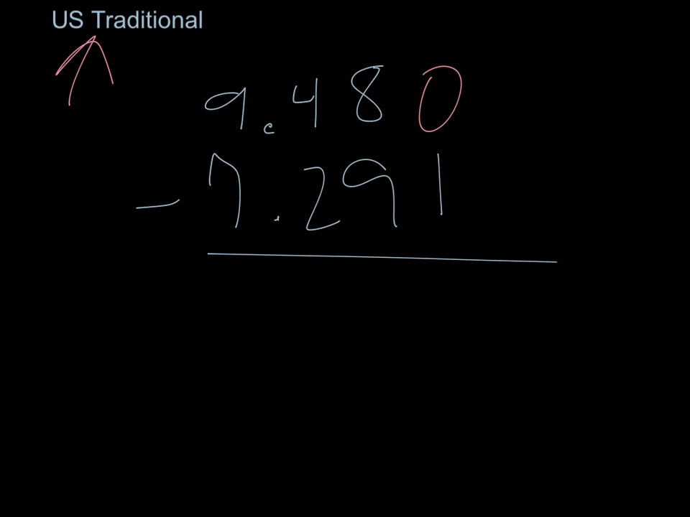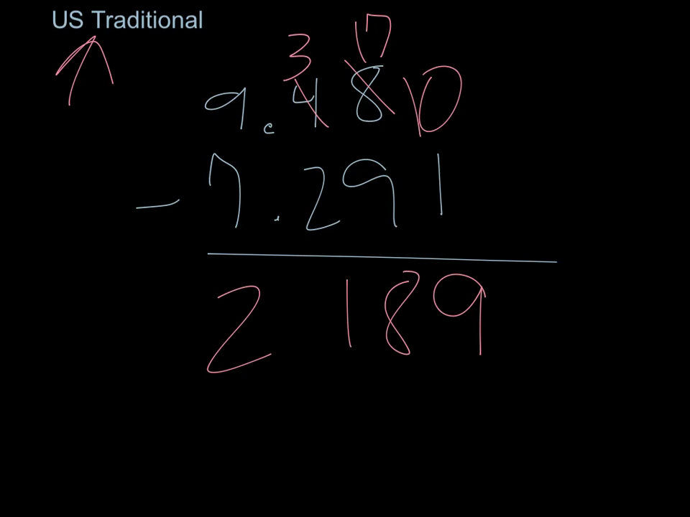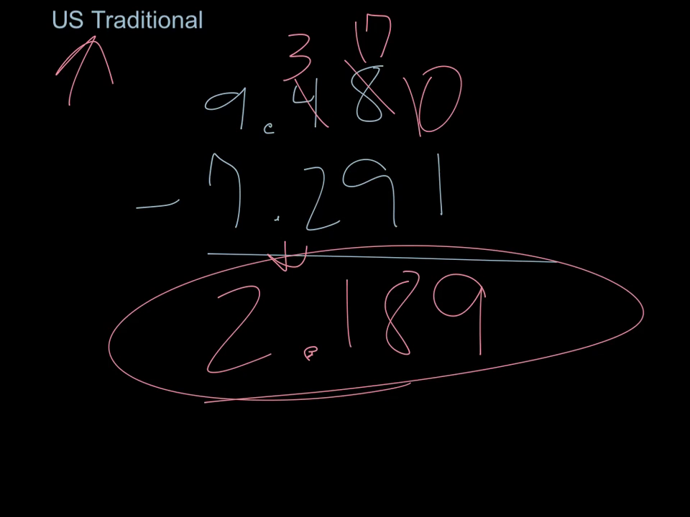0 minus 1, can't do it. Need to borrow or steal, as I guess I've been used to using. Make that a 7. Carry over that 1. We have 10 minus 1, which is 9. 7 minus 9 we cannot do. We need to steal it from the tenths place. That's tenths with a THS at the end. 4 becomes 3. Tack that 1 over there on the 7, making it 17 minus 9, which we know is 8. 3 minus 2, that's cool. We can do that. And 9 minus 7, that's even cooler. We can do that. Decimal points pointed straight down, so we get an answer of 2 and 189 thousandths.